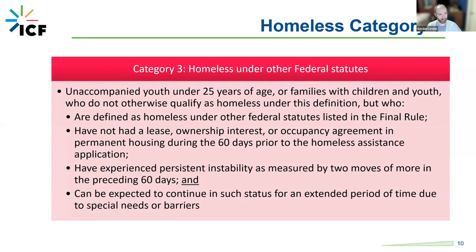Category 3. The best part about this slide is that you can ignore it. I'm going to tell you why, but then you can forget all about it. Category 3 is homelessness under other federal statutes, which includes unaccompanied youth under 25 years of age, families with children and youth who don't otherwise qualify as homeless under this definition but who are defined as homeless under other statutes listed in the HEARTH rule, haven't had a lease or home ownership interest during the 60 days before the homeless assistance application, have experienced persistent instability as measured by two or more moves in the preceding 60 days, and can be expected to continue in that status for an extended period of time due to special needs or barriers.